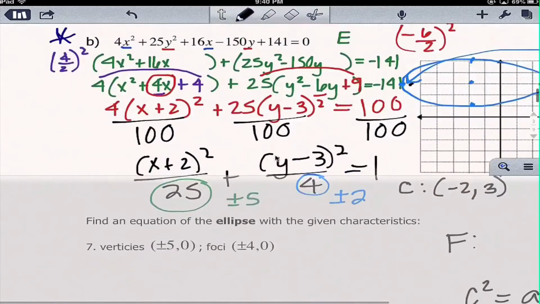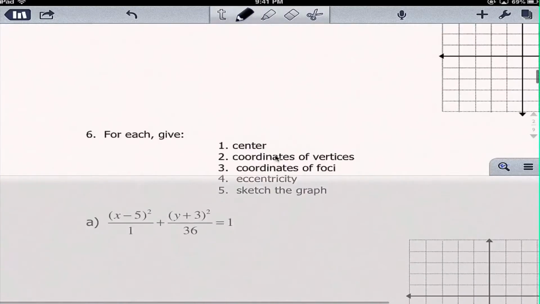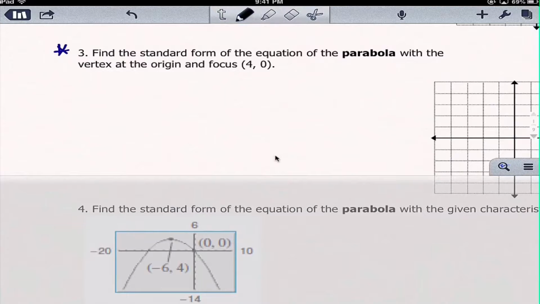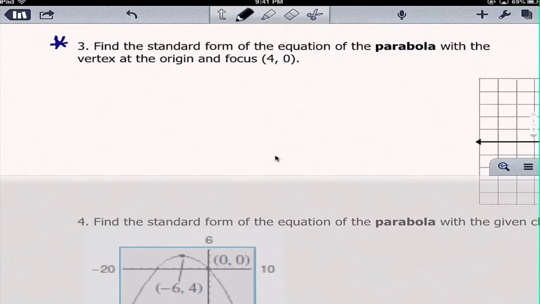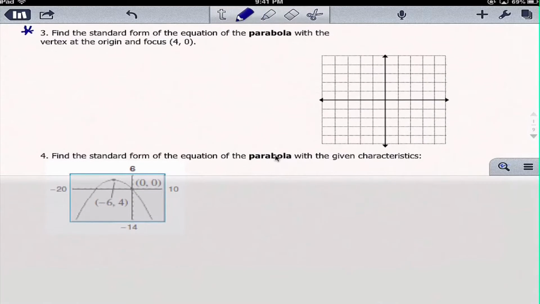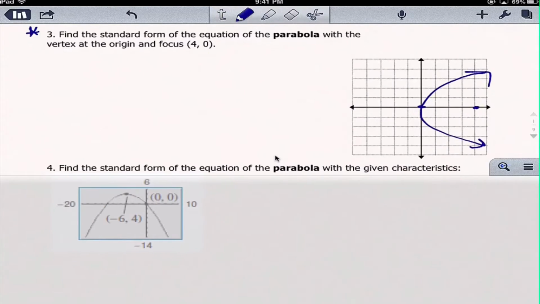Okay, final conic section problem I want to go through here. I know I'm kind of skipping all over the place a little bit. I want to find the standard form of the equation of the parabola with a vertex at the origin and a focus at (4, 0). So I'm going to start by just graphing those 2 points. And what that tells me, I know the focus is always inside the parabola. So that tells me that it's going to the right.